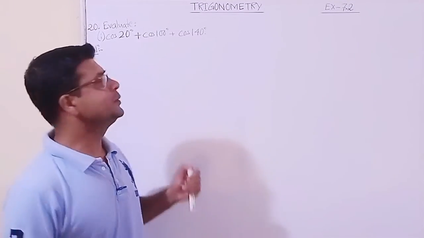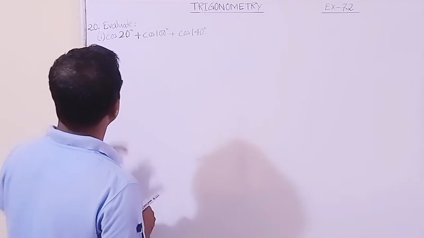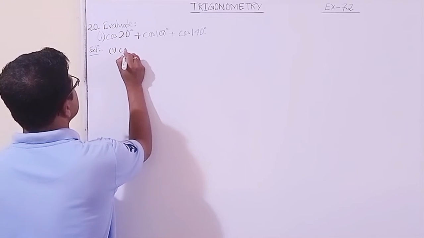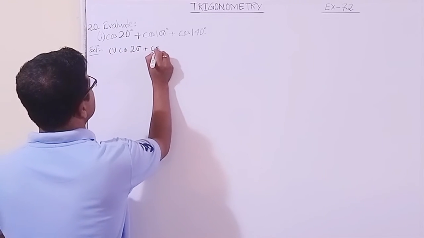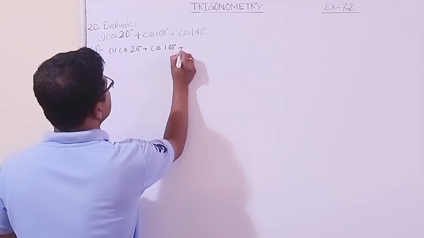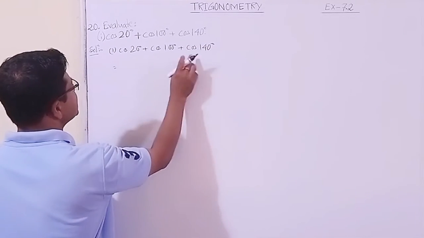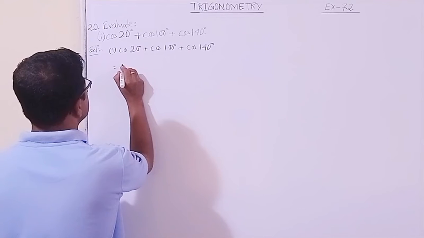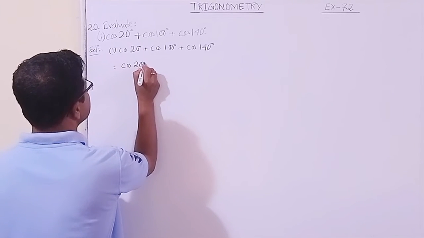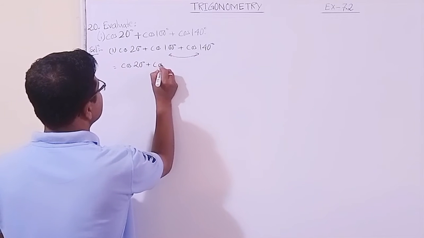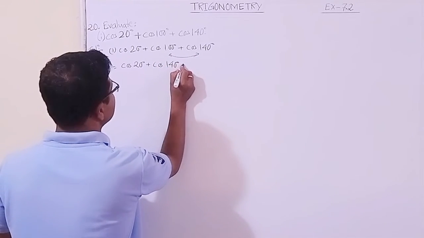Now my beloved students, we have taken question number 20. Here the question is evaluate. Let us take the first one. Let us write the question. Cos 20 degree plus cos 100 degree plus cos 140 degree. Now what do we do? Let us shuffle these two. Why shall we shuffle? There is a reason. Okay, let us interchange the places. Why? I will tell you, don't worry.